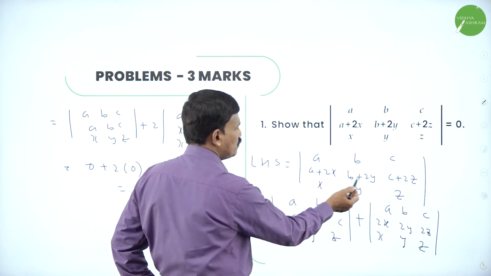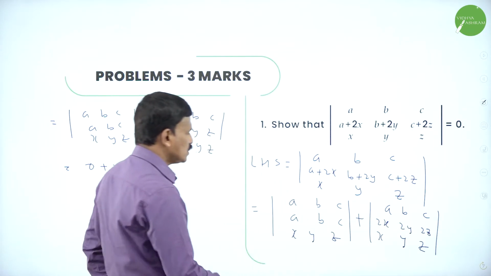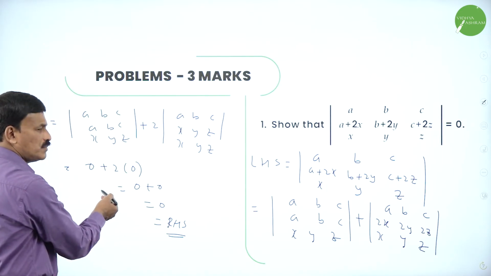So take first elements a, b and c. Take second elements 2x, 2y and 2z. Then x, y, z as it is. Here two rows are the same, so this is equal to 0.